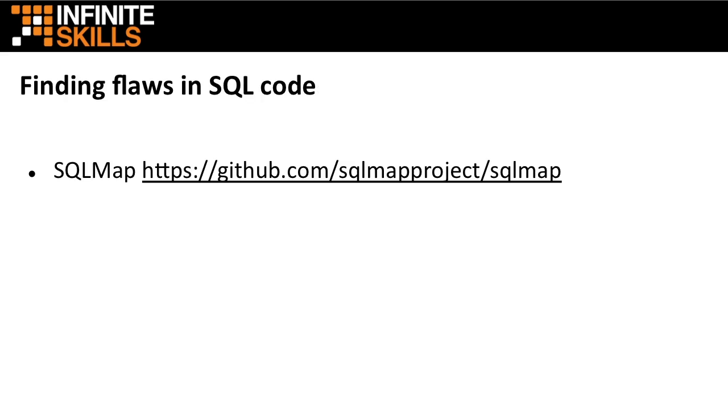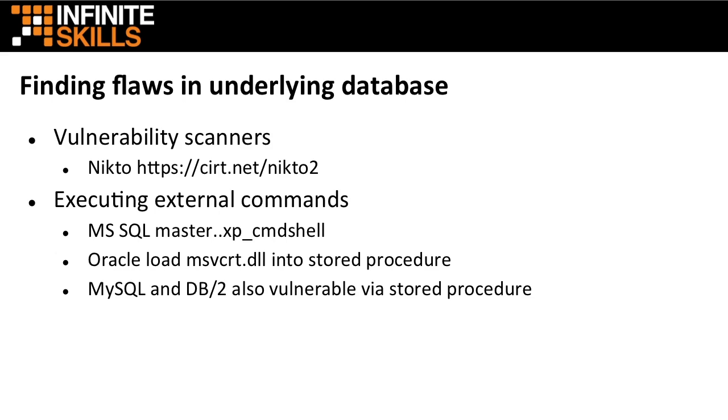Now, finding those flaws, there's some different tools. We talked about this tool in a previous video called SQL Map. And SQL Map is a nice tool that lets you look at a website that is using a database and tell you, hey, here's some potential problems. If you want to find flaws in that underlying database, vulnerability scanners are your friend. We've already talked about Nikto.